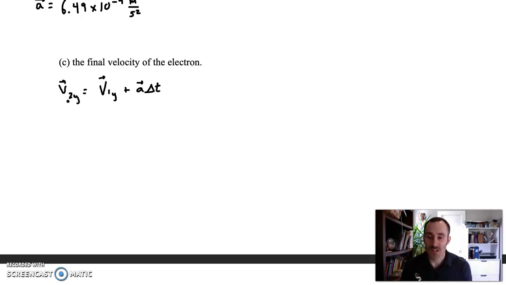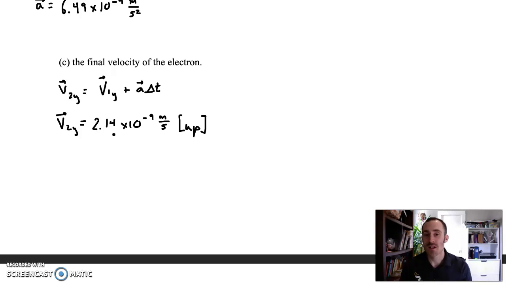So now we're going to just solve for v2y, because we know that v1y is 0. We know the acceleration is 6.49 times 10 to the negative 4 meters per second squared. And we know that the time is 3.3 times 10 to the negative 6 seconds. So we're just going to multiply these two things, and we end up with v2y is equal to 2.14 times 10 to the negative 9 meters per second, and that's in the upward direction.